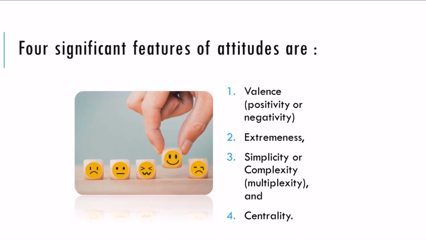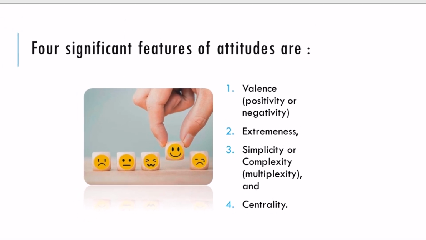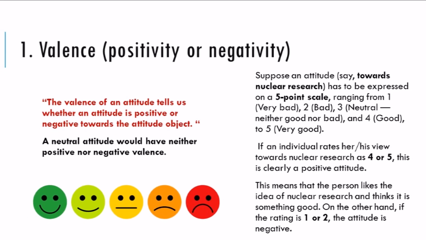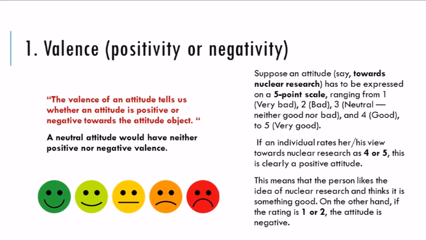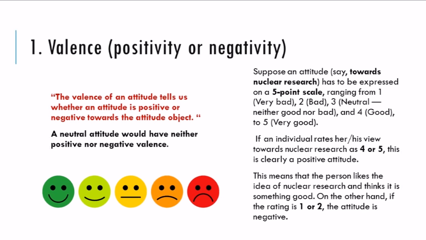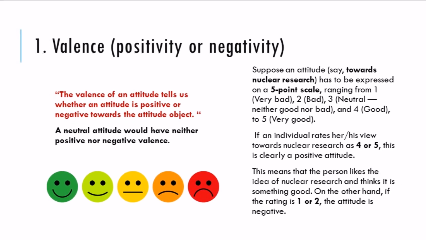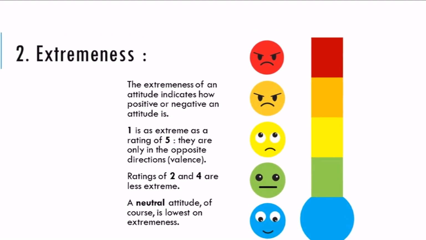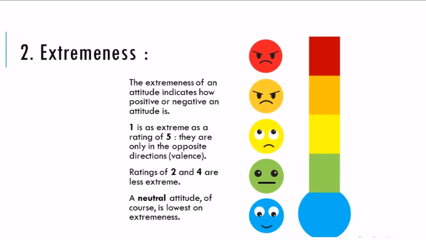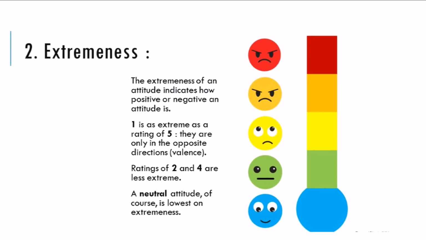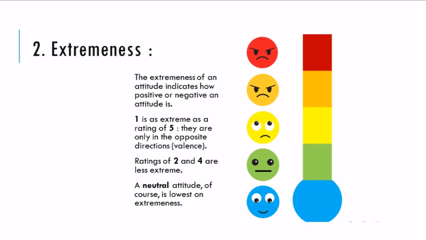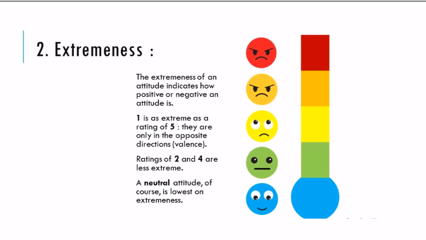Features of attitudes. There are four significant features of attitudes. 1. Valence. This indicates whether an attitude is positive or negative. For example, a positive attitude towards nuclear research would rate high on a scale from 1 to 5. 2. Extremeness. This shows how intense an attitude is. Extreme attitudes are at either end of the scale, 1 or 5, while less extreme attitudes are in the middle, 2 or 4. A neutral attitude is the least extreme.